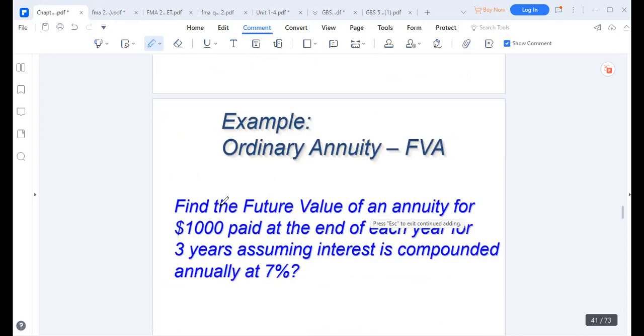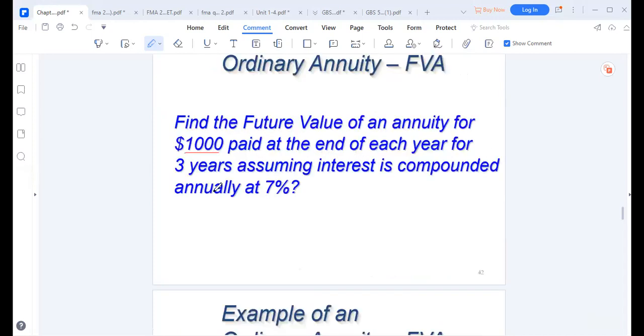So yeah, find the future value of an annuity for 1,000 paid at the end of each year for 3 years at an interest rate of 7%. So this one, the future value, for as long as they're saying at the end of each period, meaning that it's ordinary because they're saying it's at the end. So this is ordinary. All right. When they just mention it at the end, we need to find the amount, the number of years, 3, and the percentage is 7.